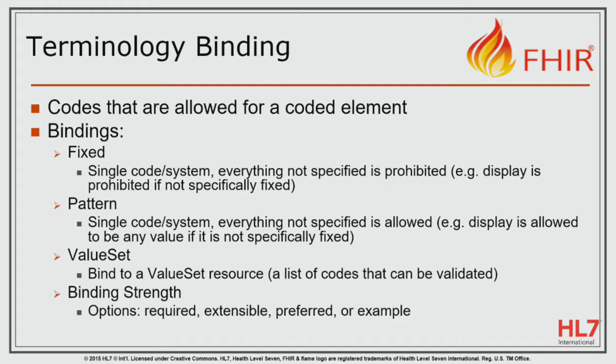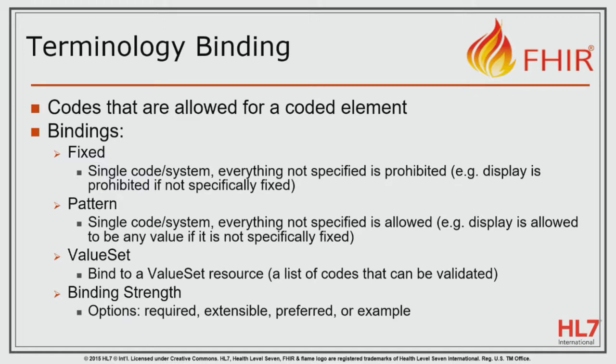And then we have terminology binding. So these are the codes that are allowed for a coded element. For bindings, you can have a fixed binding, so this is like a single code and system, and everything not specified is prohibited. For example, if you have a CodeableConcept and you set the code and the code system, you can't then go and add a display, or the implementer can't go and add a display.